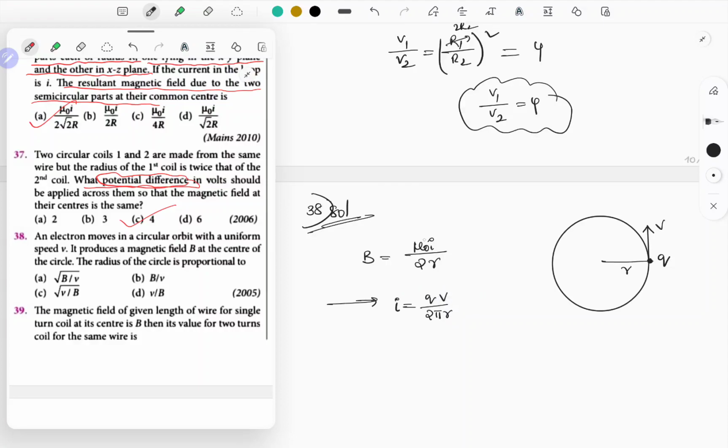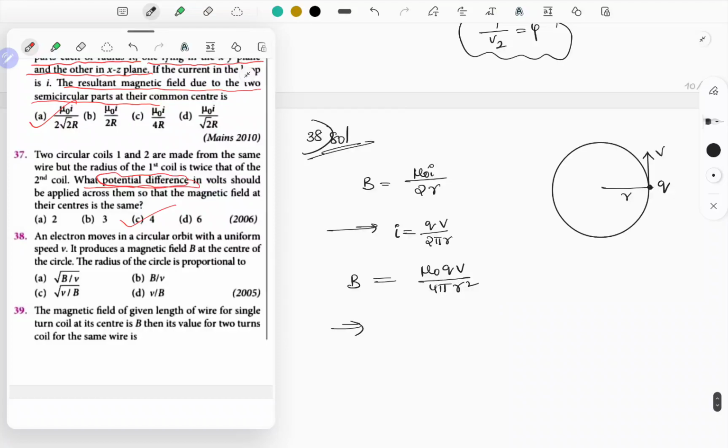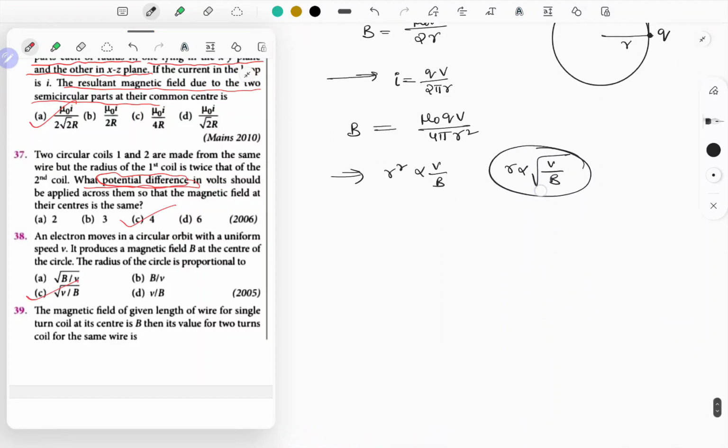Okay, so let me substitute it here. What are we going to get? Mu naught qv divided by 4 pi r square. So this is the magnetic field. Now they are asking the radius of the circle is proportional to what. So 4 pi is constant, mu naught and q are also constant, r square is proportional to v by B, and r is proportional to root of v by B. Option C is the correct answer.